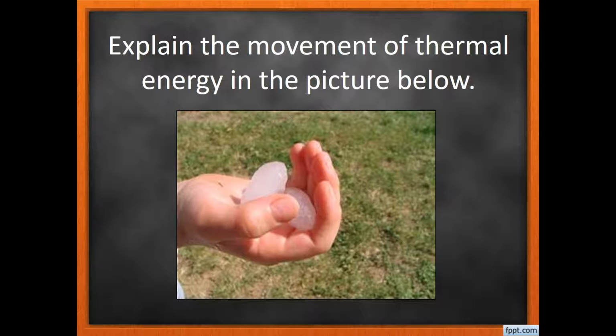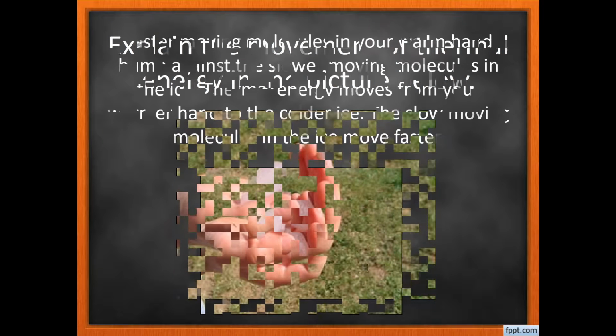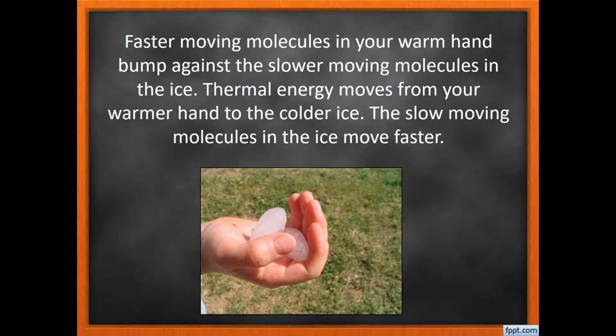So it's not so much that the ice is making your hand cold. It's more like your hand is giving up some of its heat to warm up the ice. Yes, by giving away its heat to warm up the ice. So faster moving molecules in your warm hand bump into the slower moving molecules in the ice. The thermal energy moves from your warmer hand to the colder ice. The slower moving molecules in the ice move faster.